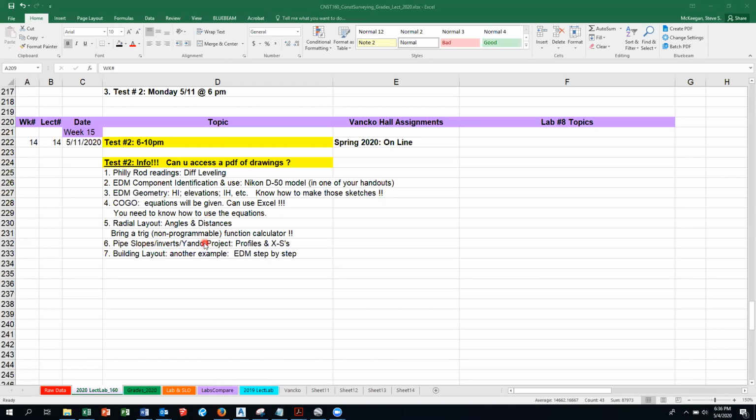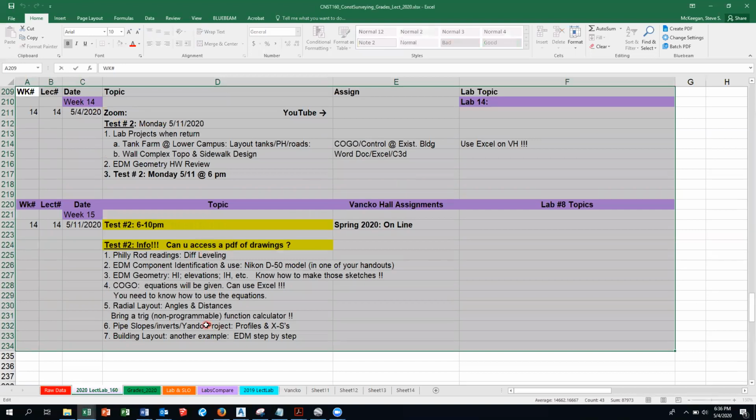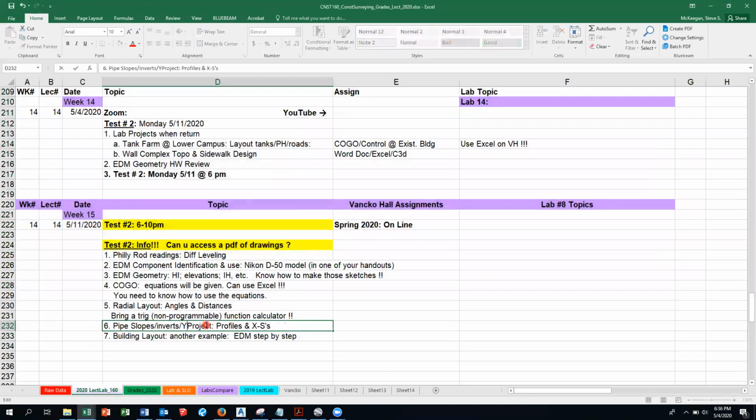Going to do some more pipe slopes. That was a project from last year. And so you're going to have to know how to figure out the inverts, if you will. Invert out, invert in, which is the difference between the two, is a change in elevation divided by the horizontal distance. We may get into a little bit of profiles and cross sections. I might give you a profile and ask for data from that profile.